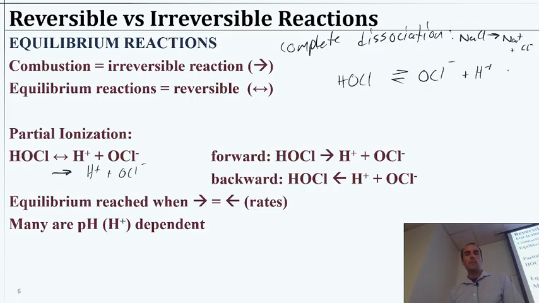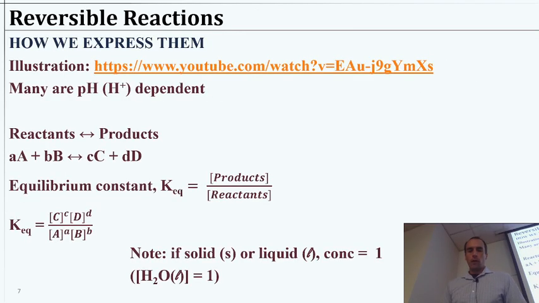Okay, many of these are pH dependent because we have a proton that will leave or add on, and so we will often talk about equilibrium reactions within the context of a pH. All right, so here's the illustration. Let me pull this up. I think this is pretty useful.